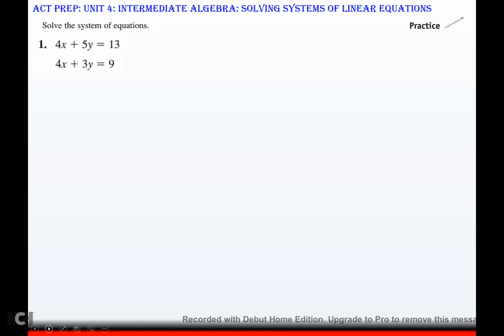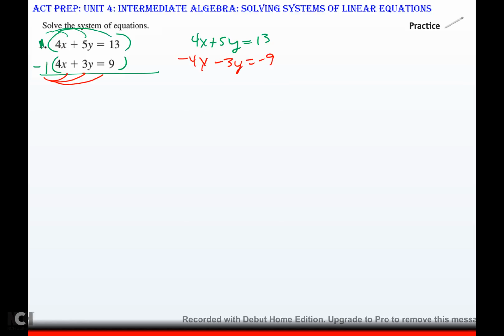Alright, so just some practicing, just to give you some tricks to hopefully make your life easier. Remember, when you have a system and you already have a pair of numbers that match, you don't have to do the whole top by the bottom and bottom by the top. You just need to multiply by positive 1 on top and negative 1 on bottom, or vice versa. Okay, all I have to do now is get the signs to be different, which means multiply one of them by a negative. So on top, if I distribute the 1, I get 4x plus 5y equals 13. On bottom, if I distribute the negative 1, I get negative 4x, negative 3y equals negative 9.